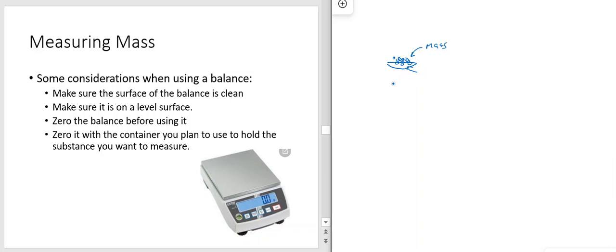So what you do is you put the container onto the balance empty, and you zero it. You press the button to zero it and it'll set it at 0. And then when you start to put in your substances, you will get a more accurate measurement of the mass. If you don't do that, the number that you get at the end will include the mass of the container that you use to measure it, and you don't want that.